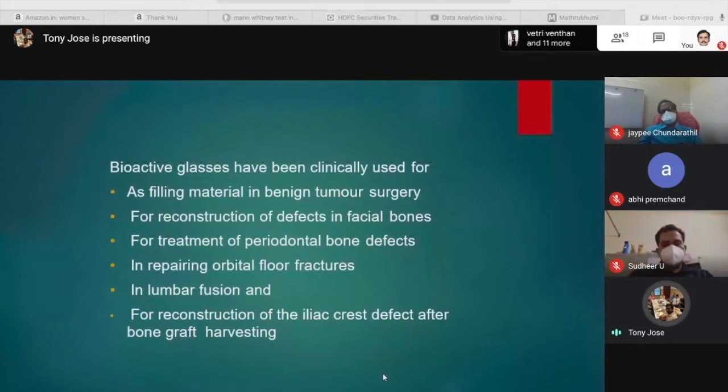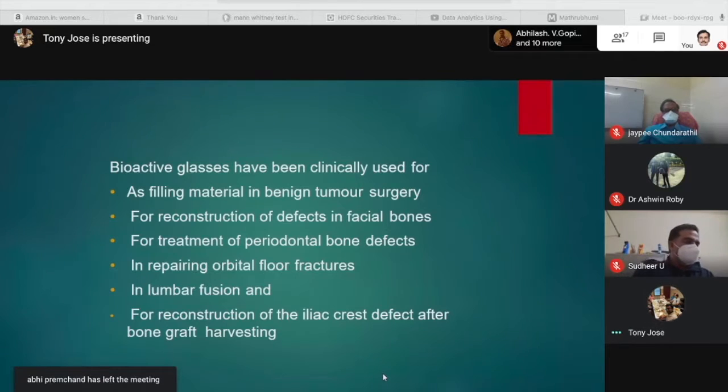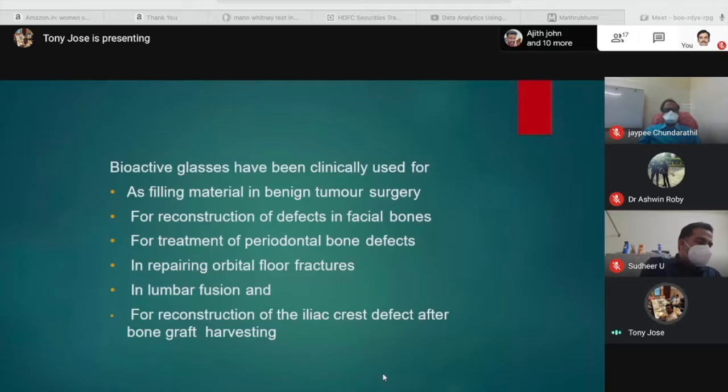And it is clinically used as a filling material for reconstruction of defects in facial bones, for treatment of periodontal bone defects, in repairing orbital floor fractures, in lumbar fusion, and for reconstruction of the iliac crest defect after bone graft harvesting.